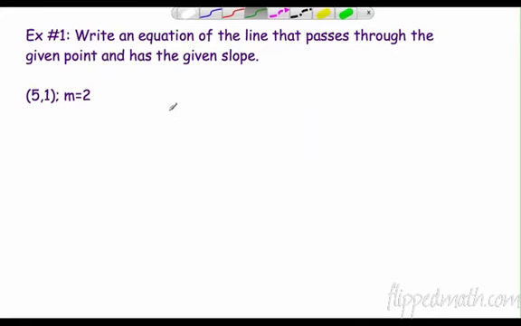Go. Write an equation of the line that passes through the given point and has the given slope. So let's see, I have an x, I have a y, I have an m. What's my equation? y equals mx plus b. Awesome. So let's plug in what I know.